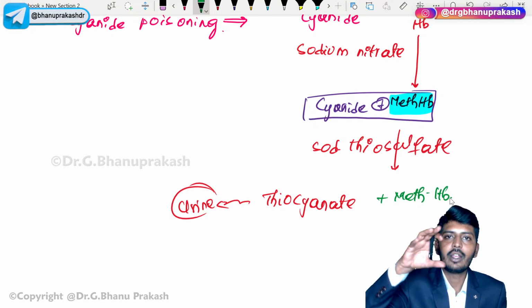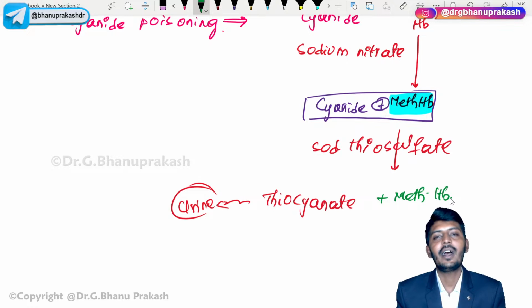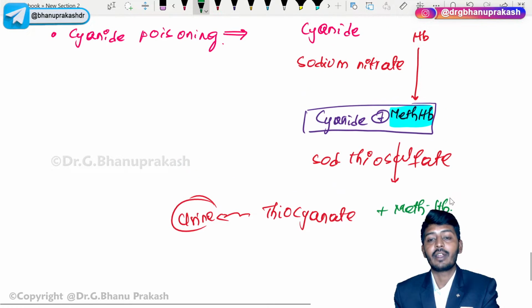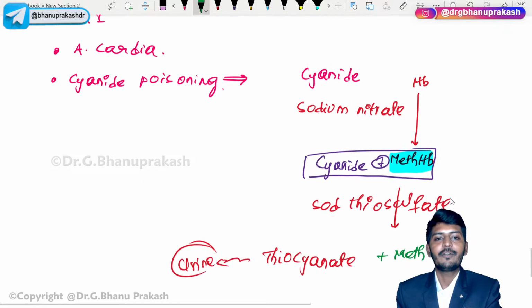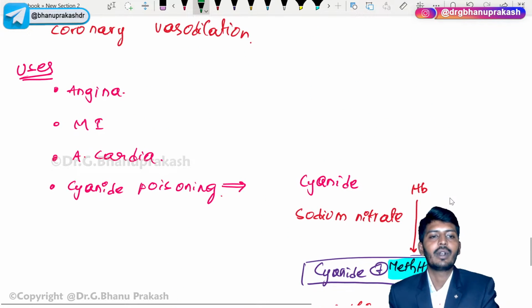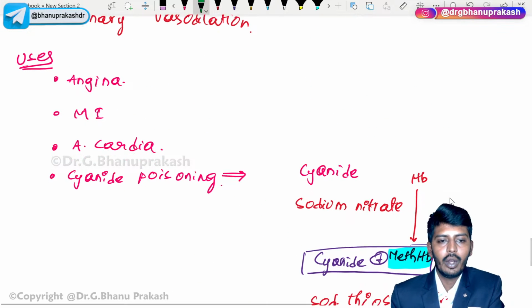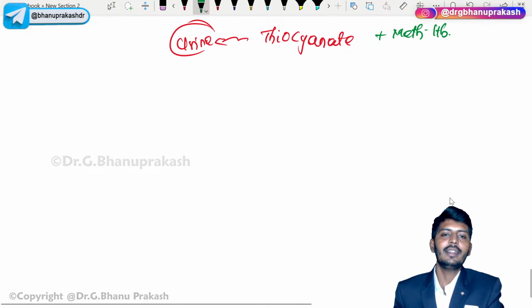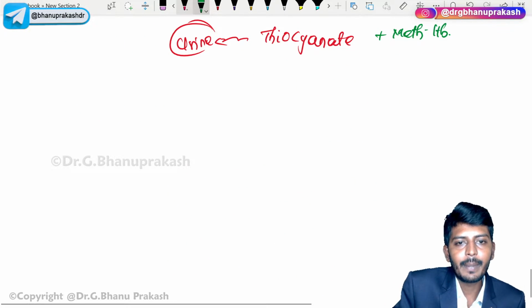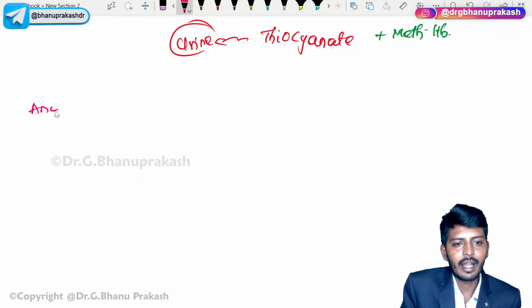So that is how we use nitrates in the treatment of cyanide poisoning. These are a few important uses of your organonitrates.